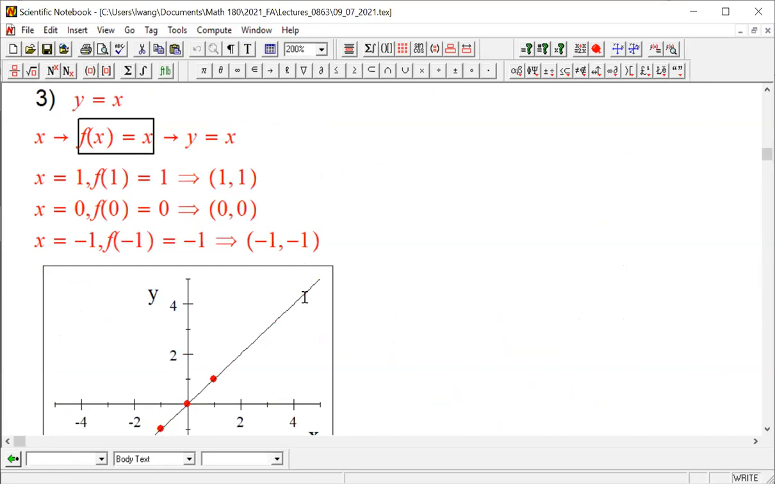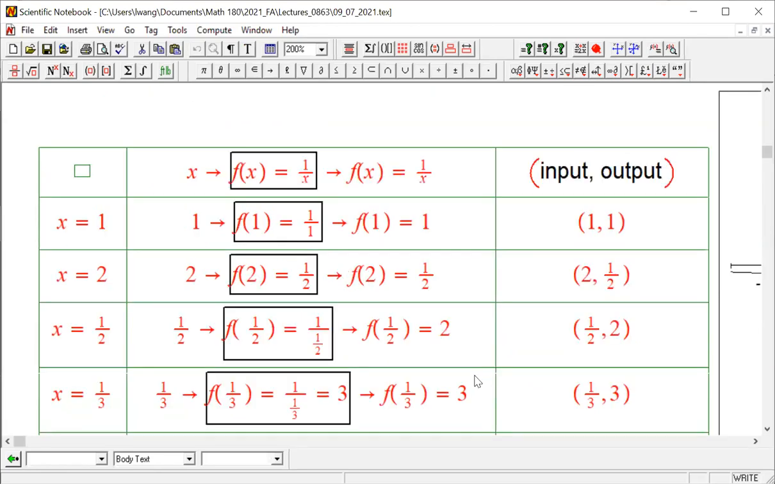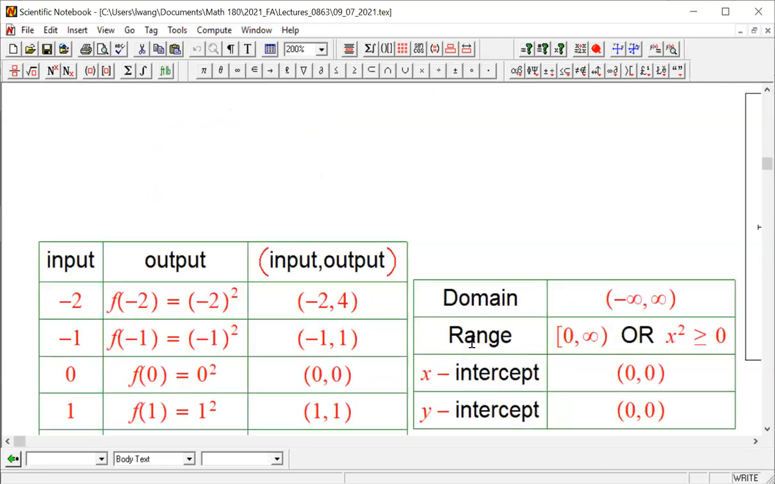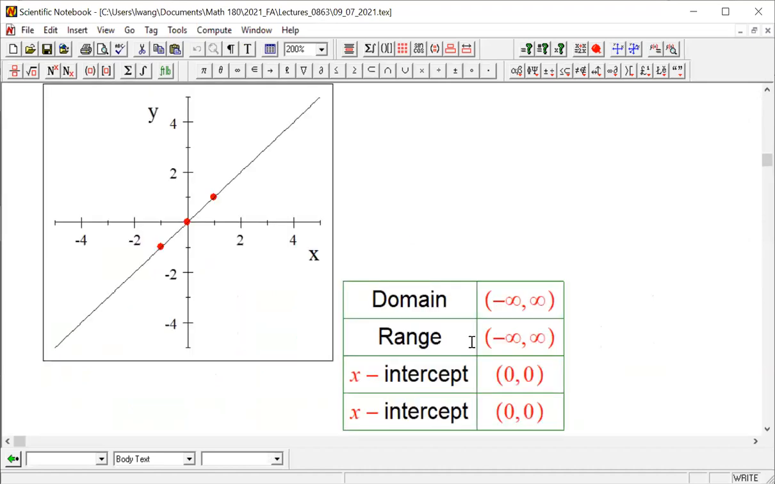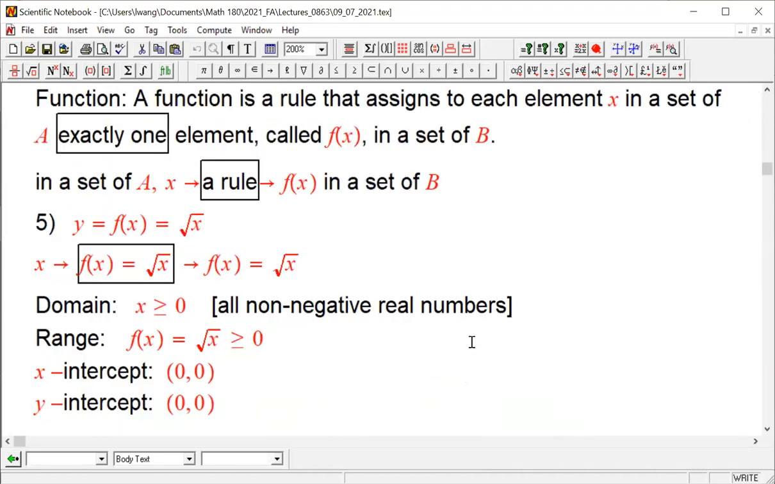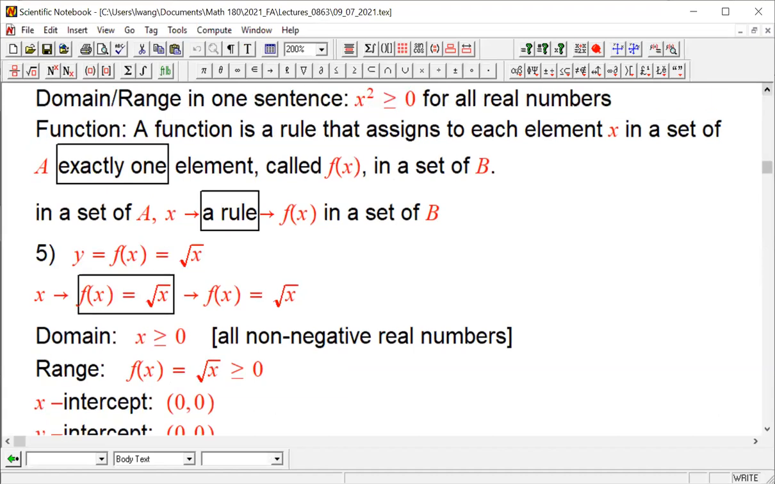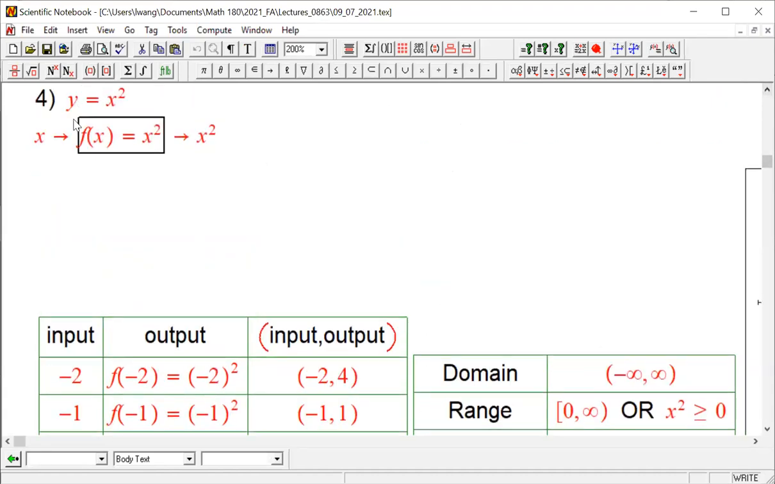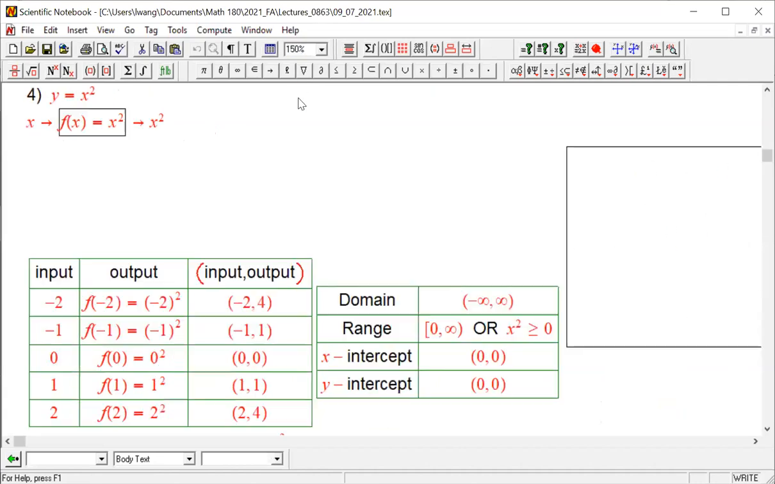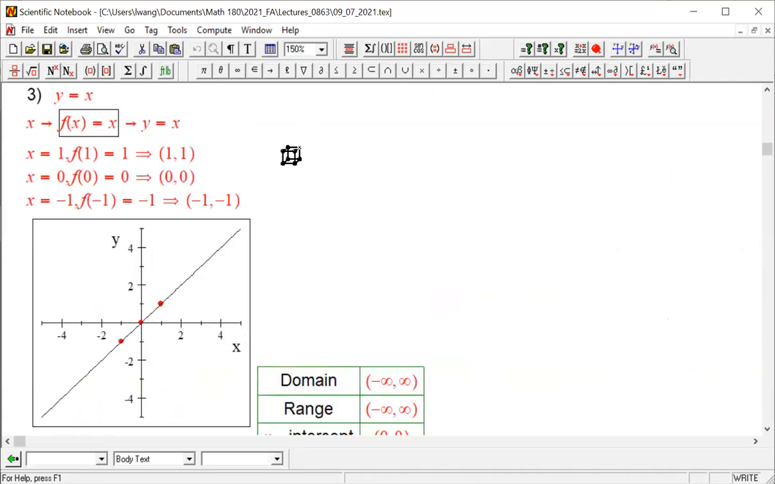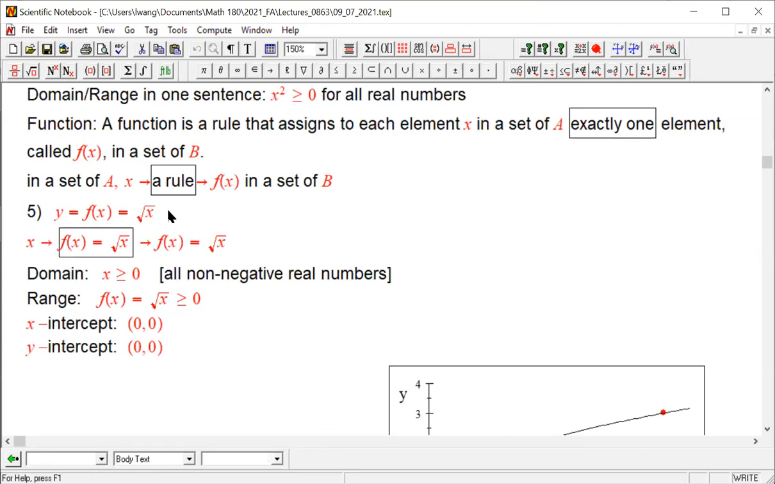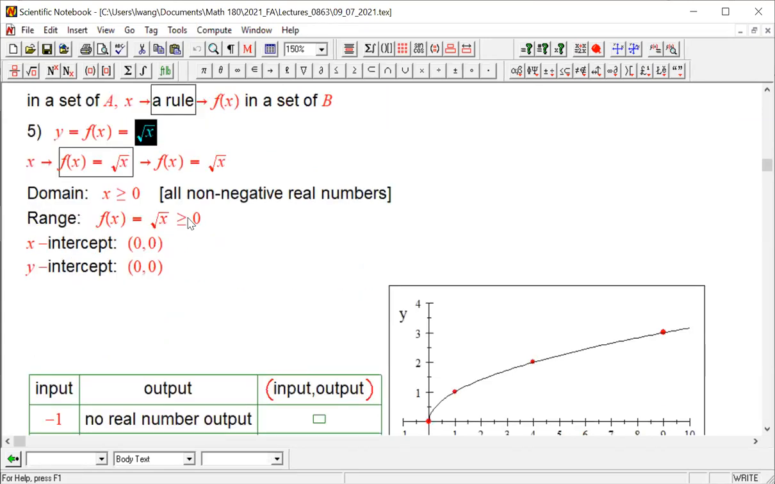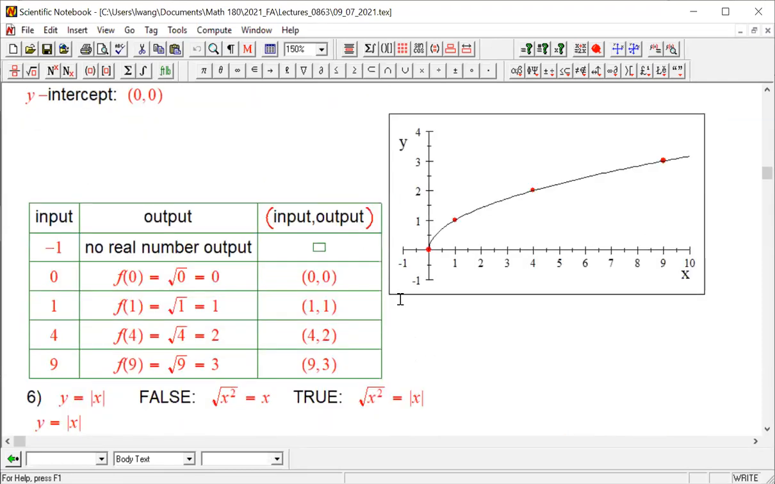Number 3, number 4, right? What was number 4? Number 4 was x squared, I believe, right? Okay, the rule, we talk about the rule, and we did the graph. Let me make it just a little smaller so we can see everything, okay? So these are the 8 functions. Number 5, right? The square root function, domain and range, intercepts, and we studied it. Number 6.